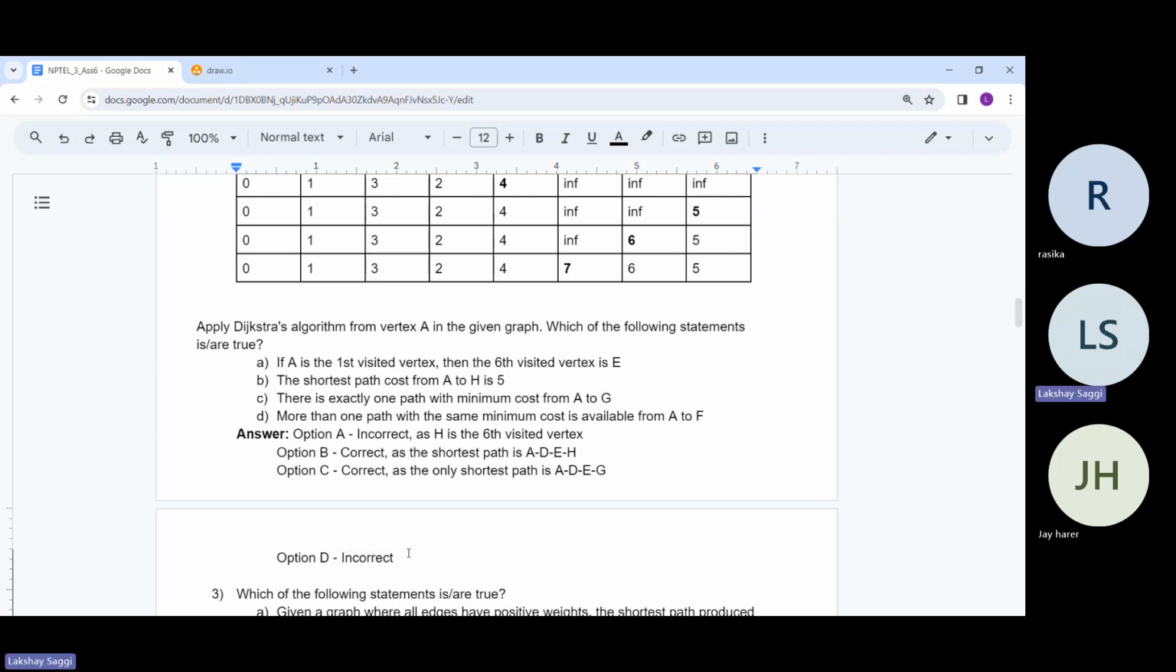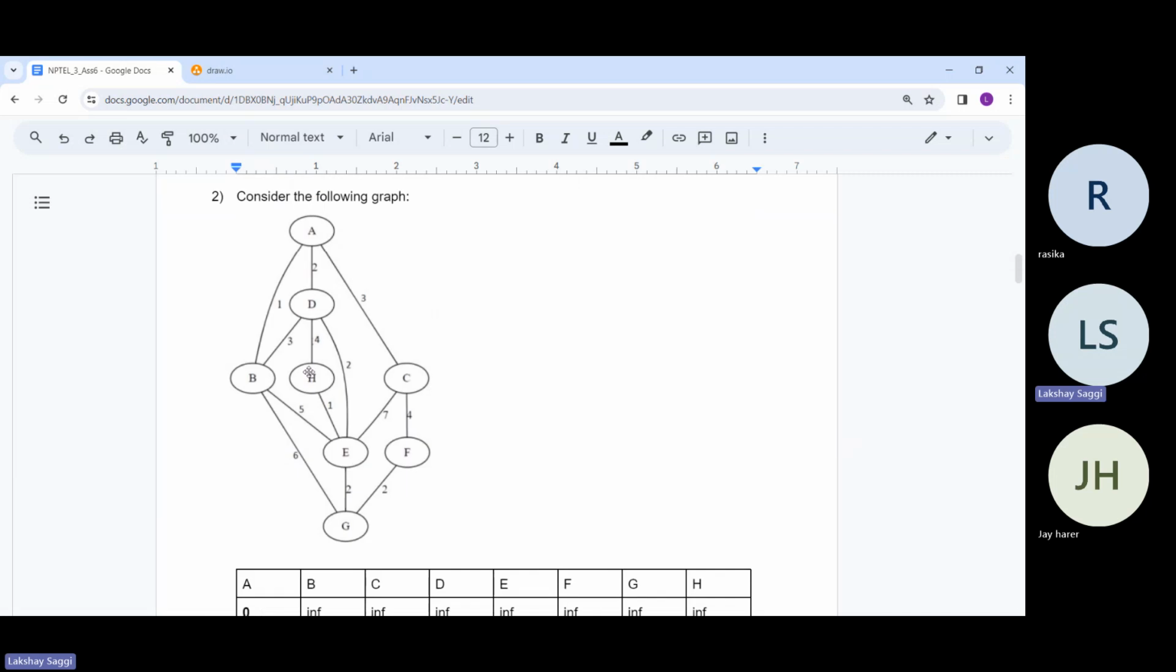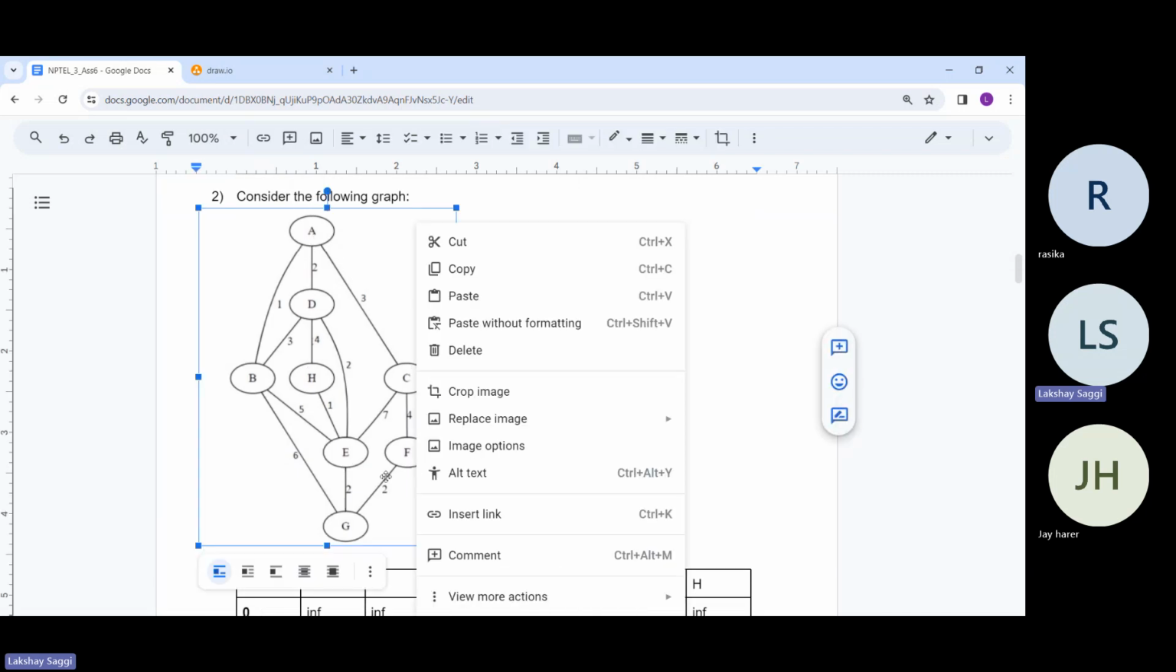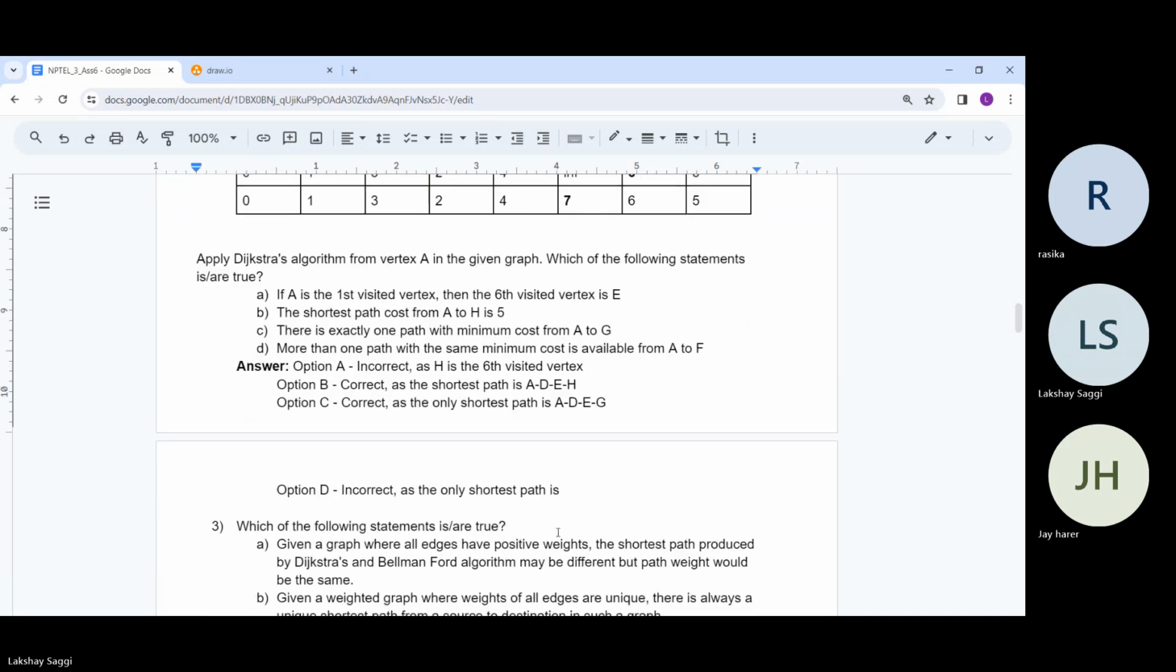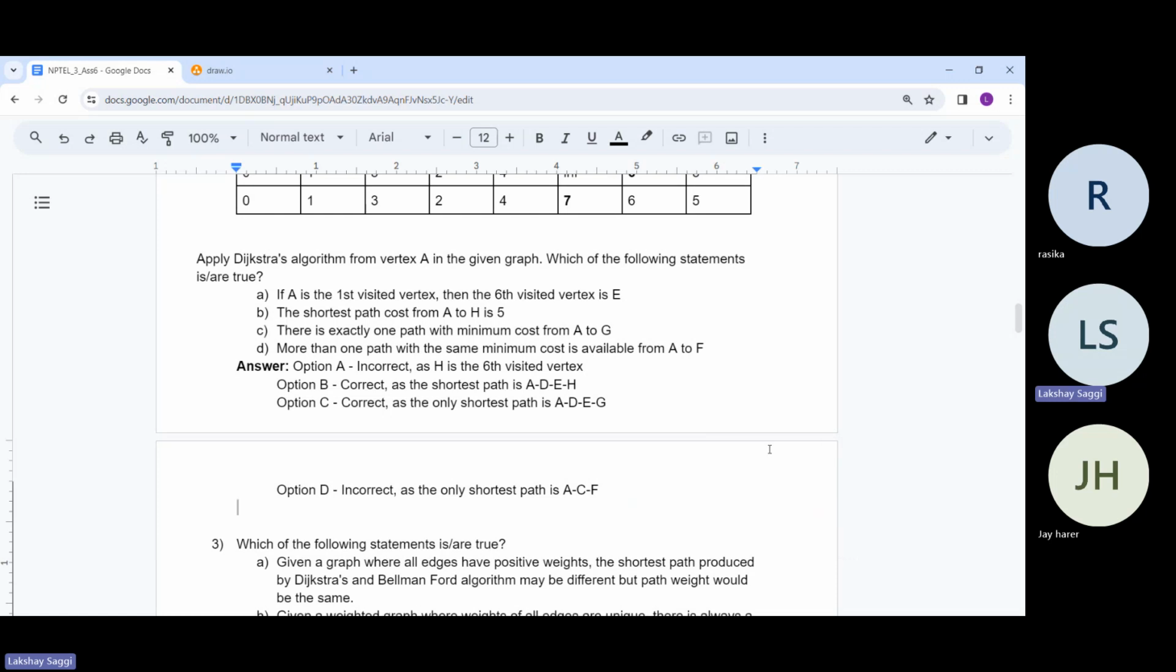So here this is incorrect: the last statement that more than one path is available from A to F. This is incorrect as the only shortest path from A to F is of this form: A, C, and then F. Okay, so what are the correct options? Only options B and C are correct. Hence options B and C.